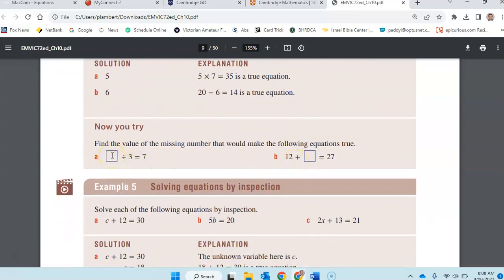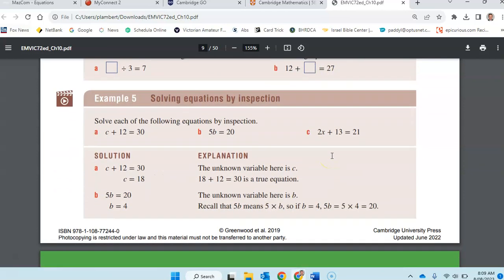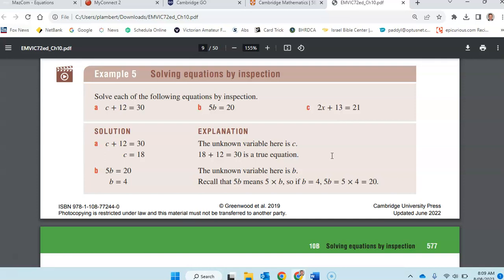Now, find the value of this: something divided by 3 equals 7. That would be 21. And 12 plus 15 would be 27, which would make the equation true, which means the left-hand side equals the right-hand side. Now we can solve these by inspection. It would be 30 minus 12, which is 18. This one here, 5 times something equals 20, that would obviously be 4. So you could divide both sides by 5, and then you get b equals 4.